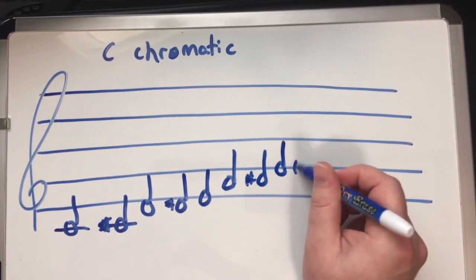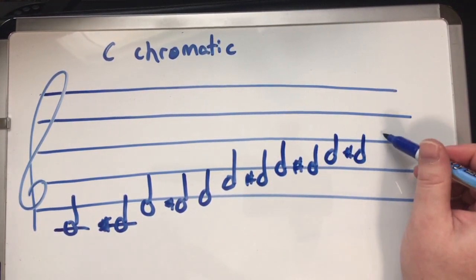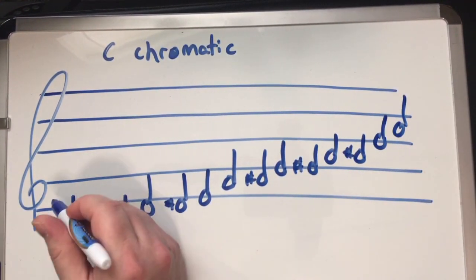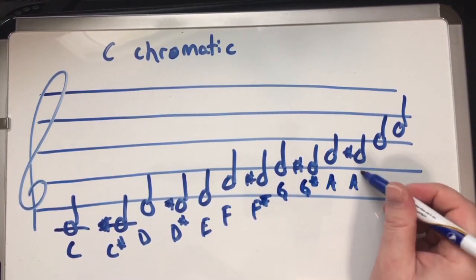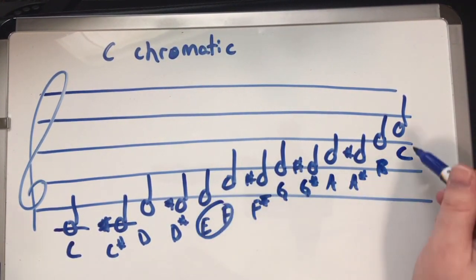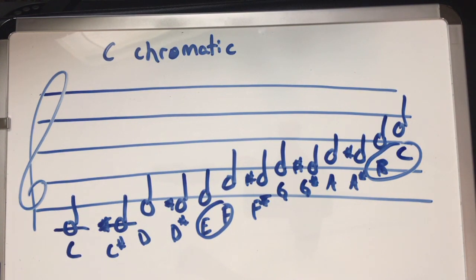So a C sharp is the same thing as a D flat, but for now, I'm going to make them all sharps to make them understandable. But you just play every single note between one letter name and the next same letter name an octave up or an octave down. You'll notice also E and F and B and C have no notes in between.